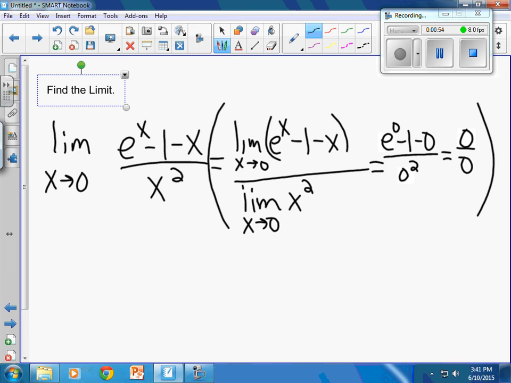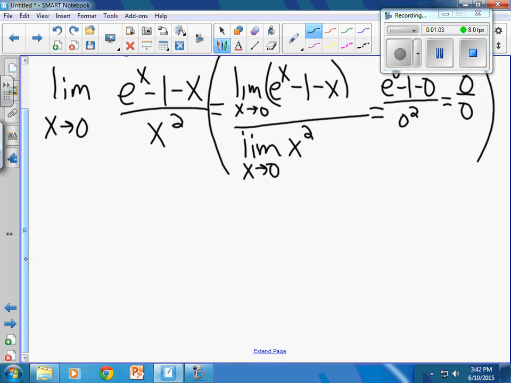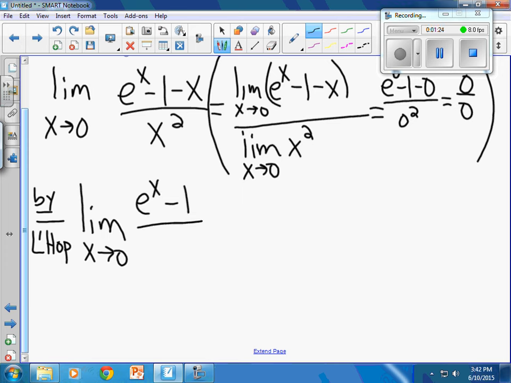However, because in our original limit the numerator and denominator are both differentiable functions, we can still try to use L'Hopital's rule to evaluate this limit. Remember that L'Hopital's rule says you can take the limit of the derivative of the numerator divided by the derivative of the denominator and evaluate the limit that way. So the limit as x goes to 0: the derivative of the numerator is e^x - 1, and the derivative of the denominator is 2x.